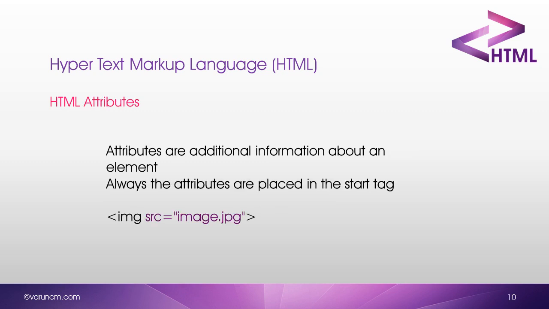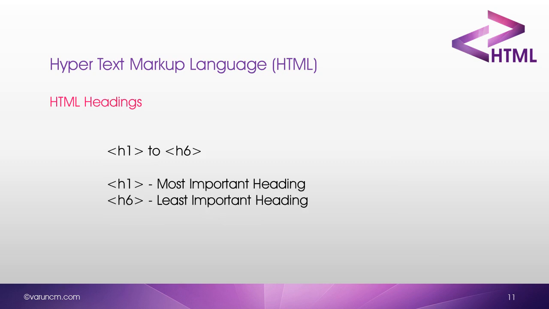Next is the HTML attributes. Here you can see this img is a tag which contains an additional attribute called src, or the source. Attributes are additional information about an element. So if we are using a tag or an element and want to give some additional information there, you can use the attribute. Always the attributes are kept inside the start tag. The end tag will normally be the slash tag name, and in the start tag only we are adding the attributes whichever necessary.